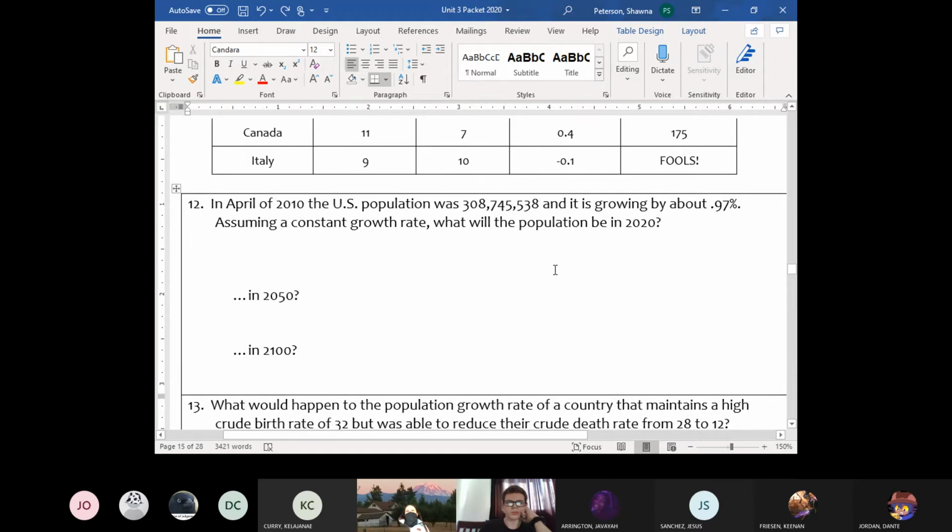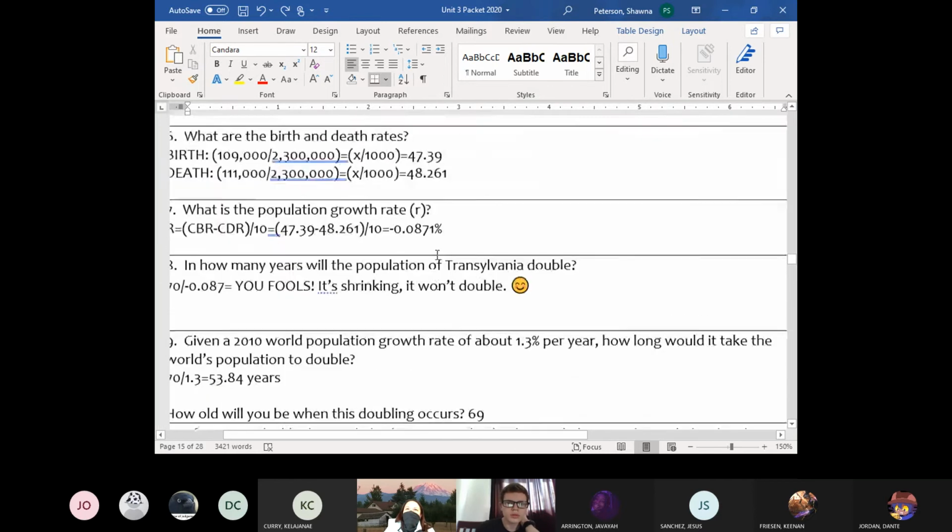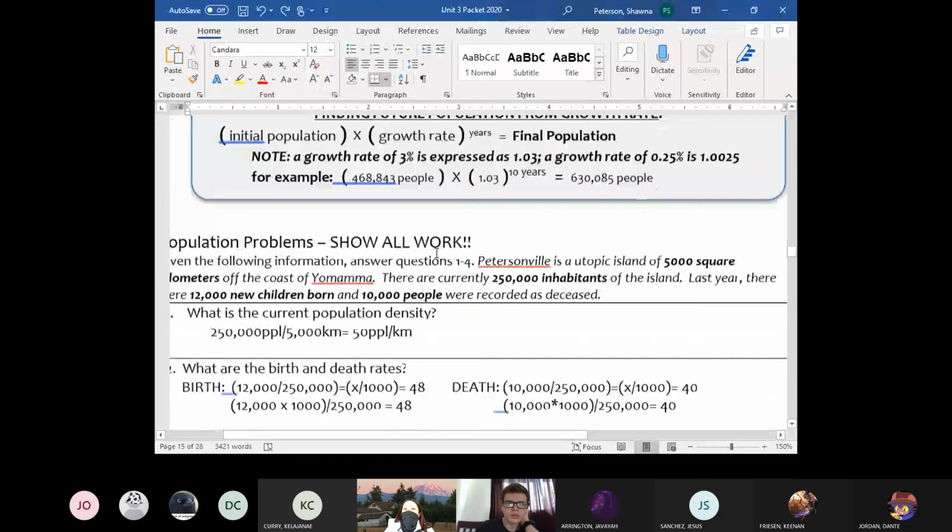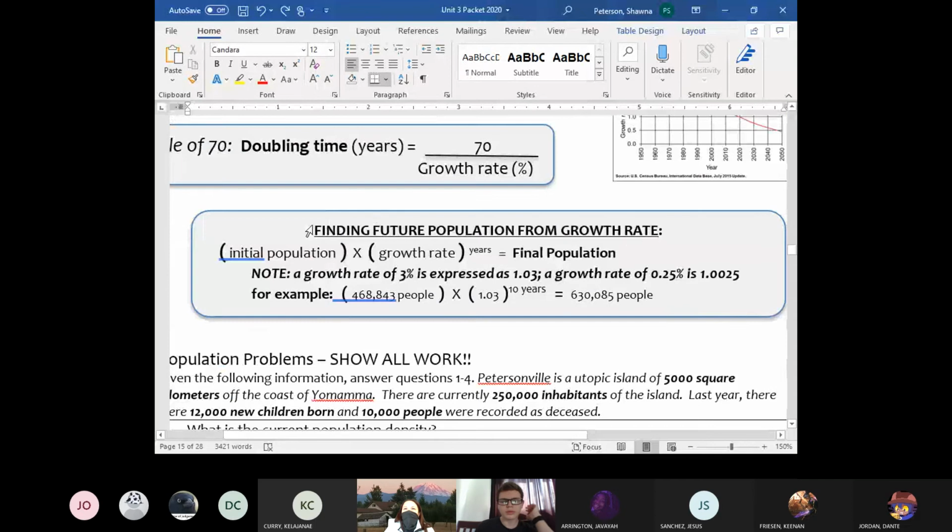In April of 2010, the U.S. population was 308,745,538 and is growing at about 0.97%. Assuming a constant growth rate, what will the population be in 2020? So that we have to, well, we don't have to. I'm just going to scroll back up and show you where that was. Finding future populations from growth rate.